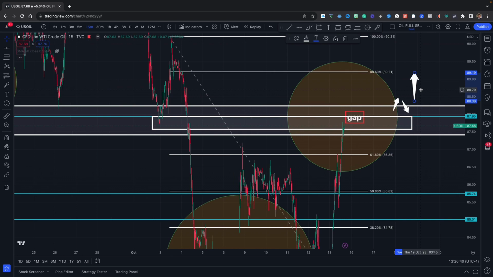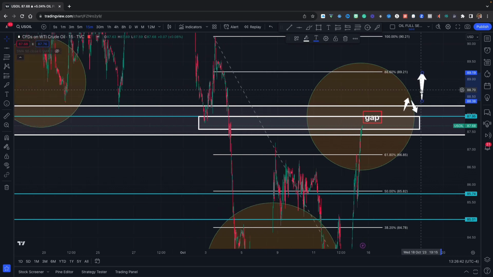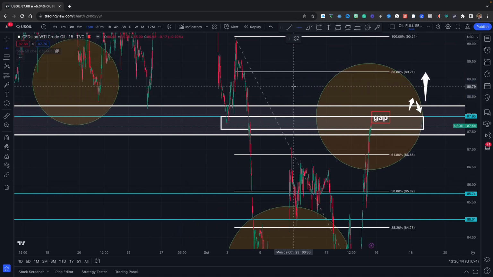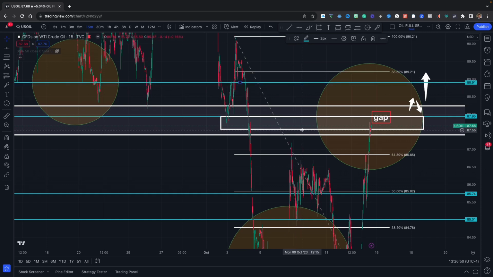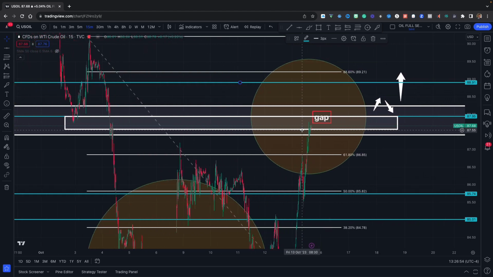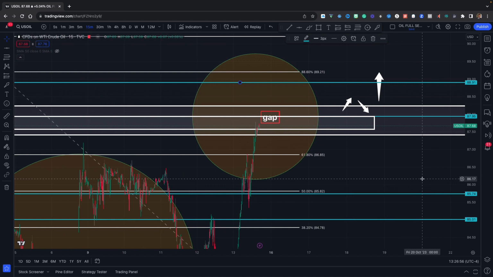$89 mark. Okay. Which again, if we back this up, we can definitely see we have a level right about here. And ironically enough, that is right around the $89 mark. So that is one scenario. If we get price to come above that 88.05 area, then we're looking at that scenario happening.